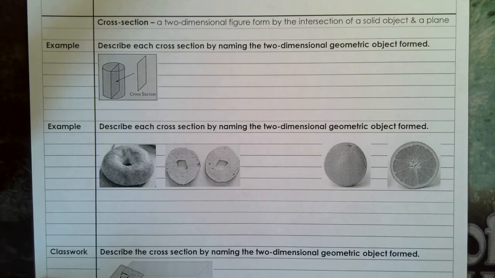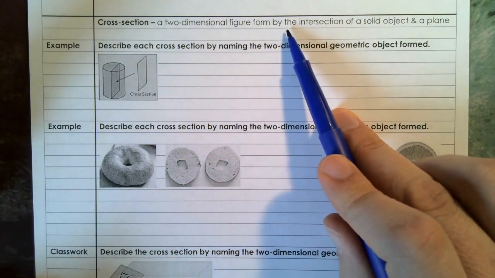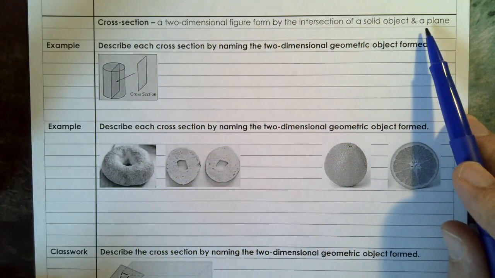Hello, in this video we're going to be taking a look at cross sections and how they affect the volume and surface area of our objects. So a cross section is a two-dimensional figure formed by the intersection of a solid object and a plane.